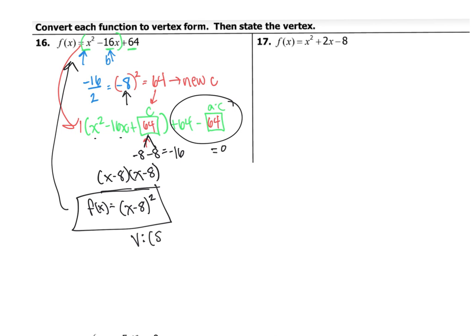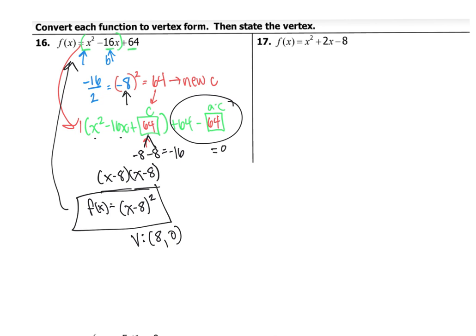The vertex would be positive 8 for x, 0 for y. And that's why we like vertex form. Okay, so moving on to number 17, we're doing the same 5-step process every time we're asked to convert to vertex form. So I'm going to start.